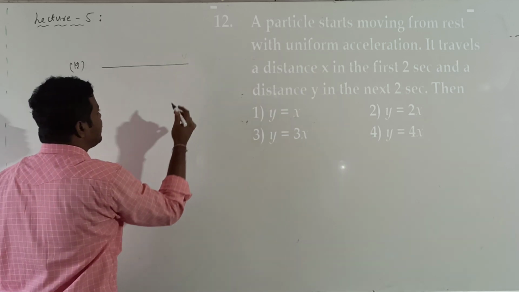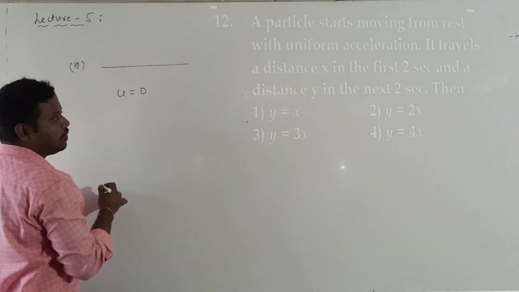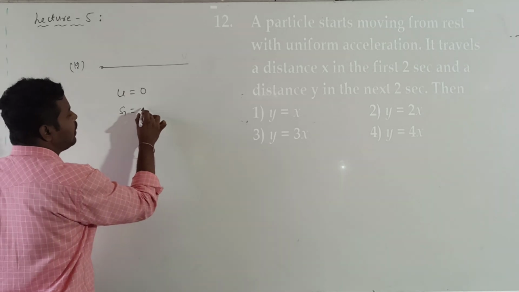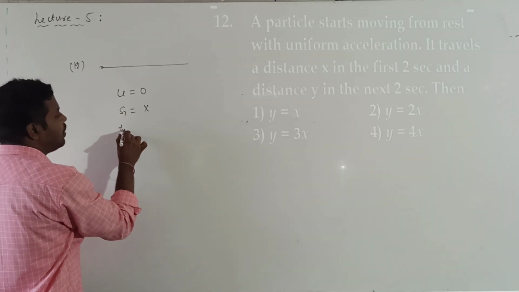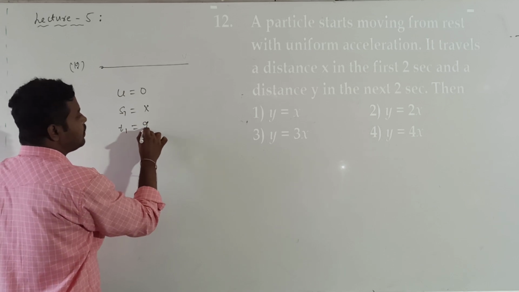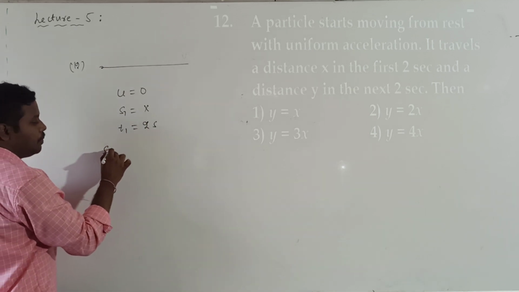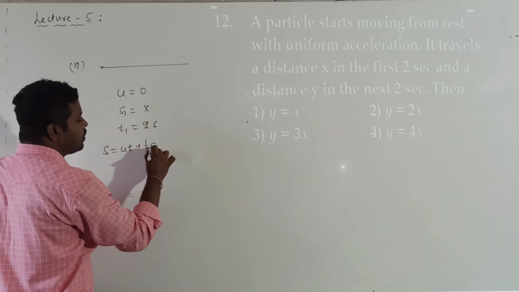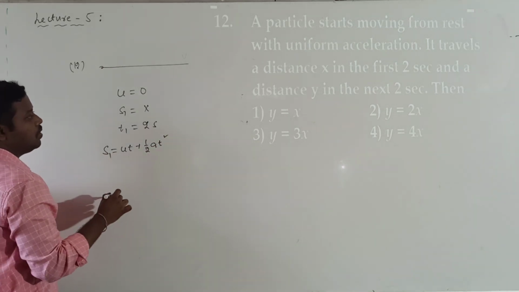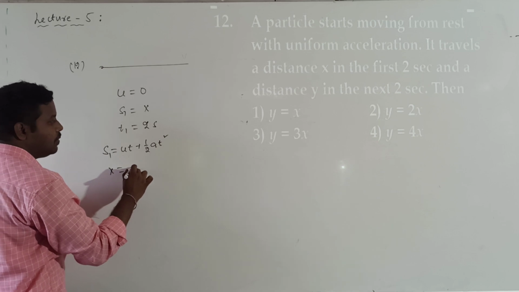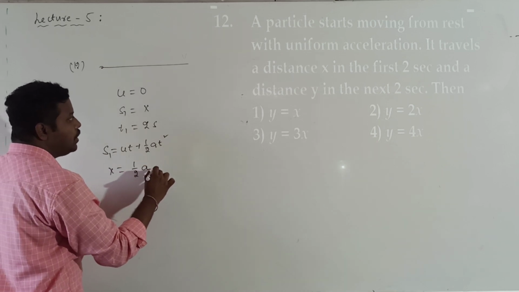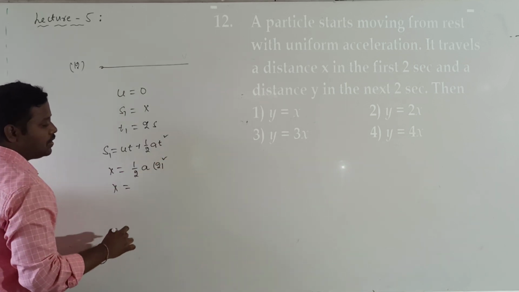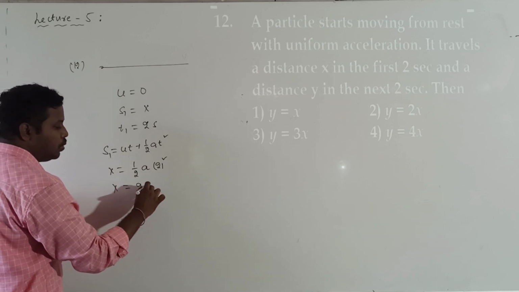The body started from rest, which means the u value is equal to 0. It has travelled a distance; I can call it S1, and S1 is equal to x, in a time t1 equal to 2 seconds. The distance travelled formula from the equations of motion is s equal to ut plus half a t square. So S1, which is x, is equal to half into a into t1 square, that is 2 square. Then x is equal to 2 square is 4, the 2 cancels, so x is equal to 2a.